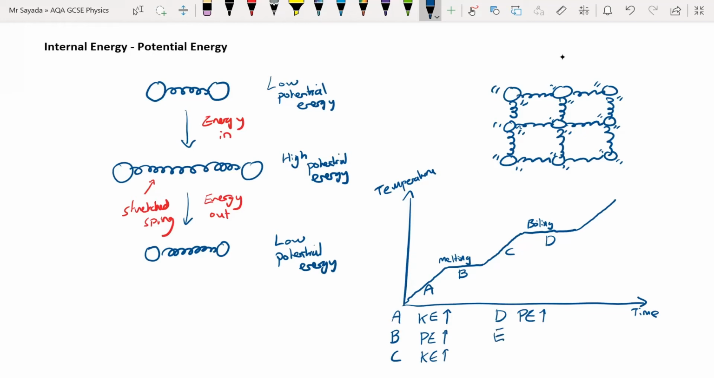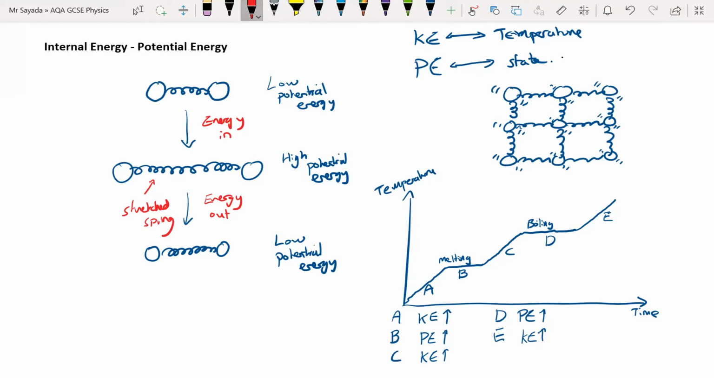And finally, in section E, what's happening? Is it the kinetic energy or the potential energy increasing? Say your answer to the video. So in section E, it's the kinetic energy of the particles that's increasing. So what we've done here is we've linked kinetic energy to temperature. So the kinetic energy of the particles links to the temperature of the substance. And we've linked potential energy to state. So the potential energy of the particles leads to the state of the substance.